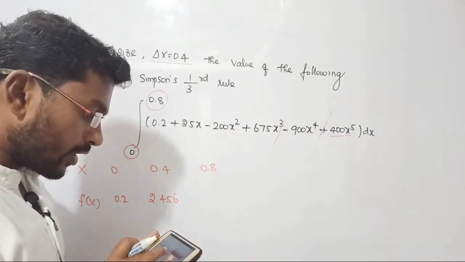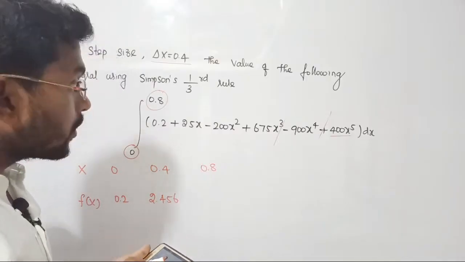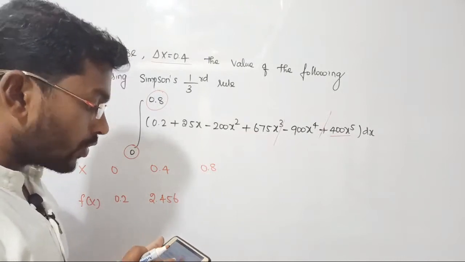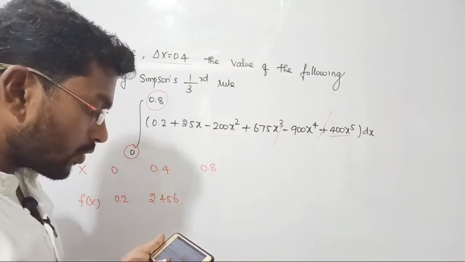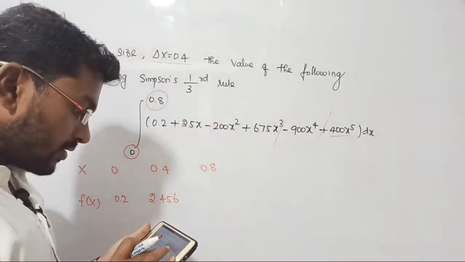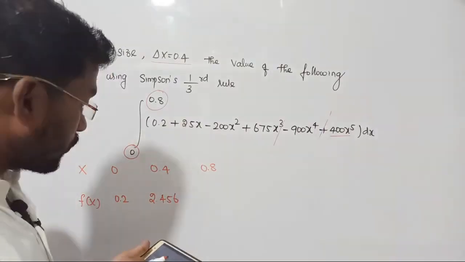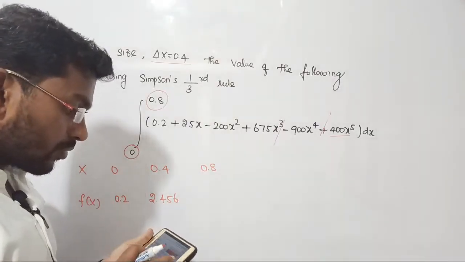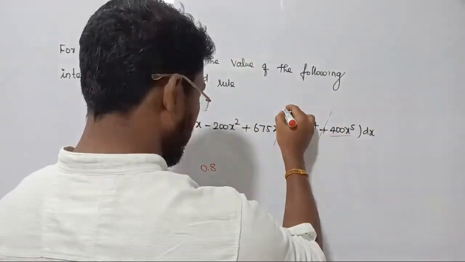25 into 0.8, I am getting 20, plus, and then minus, I have to open up the bracket, 200 into x square, that is 0.8. We should just square it, and close it, and then plus I have to open up the bracket, 675 into x cube, that is 0.8. We have to take a cube such that I am closing the bracket. I am getting 237.8.